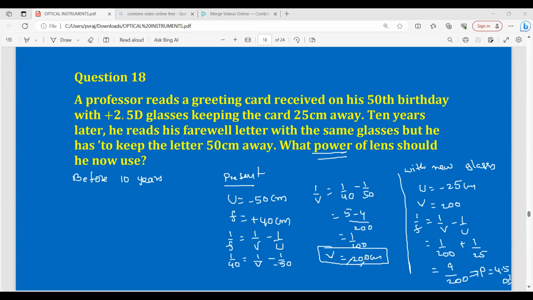So with new glasses, the condition is U equal to minus 25 centimeters, V equal to 200 centimeters. దాన్ని సాల్వ్ చేస్తే you will get the answer that the power is 4.5 diopters.